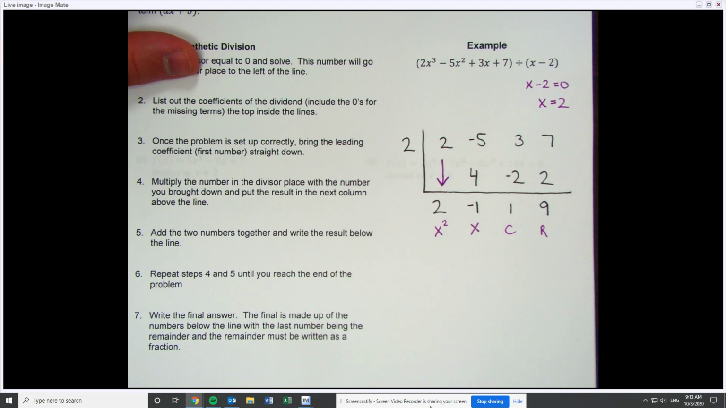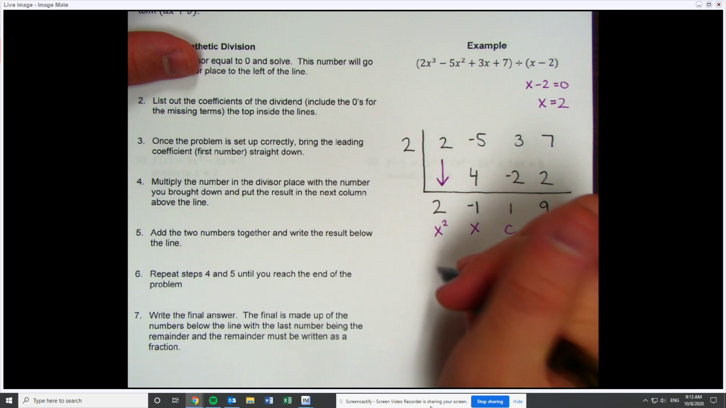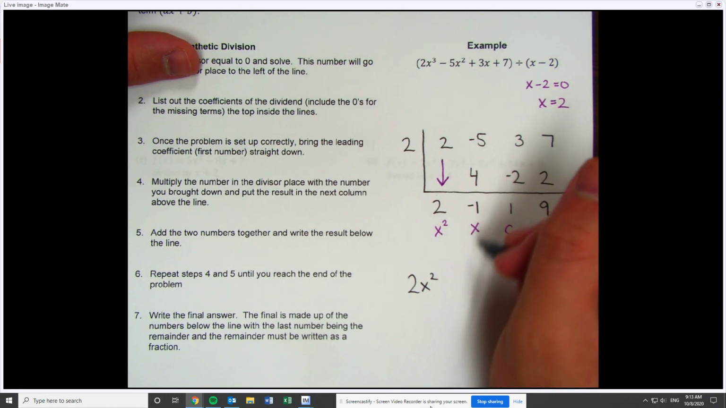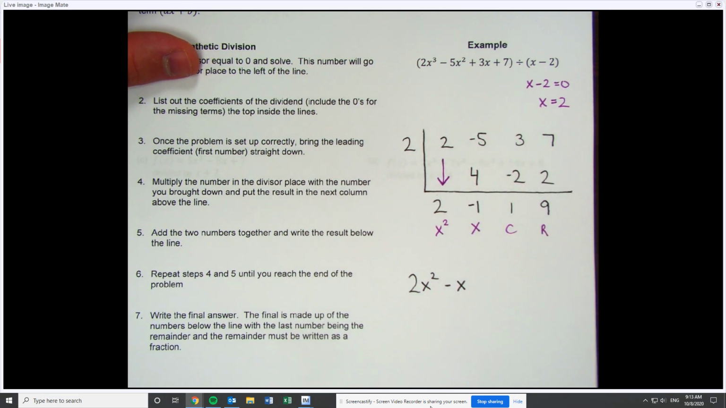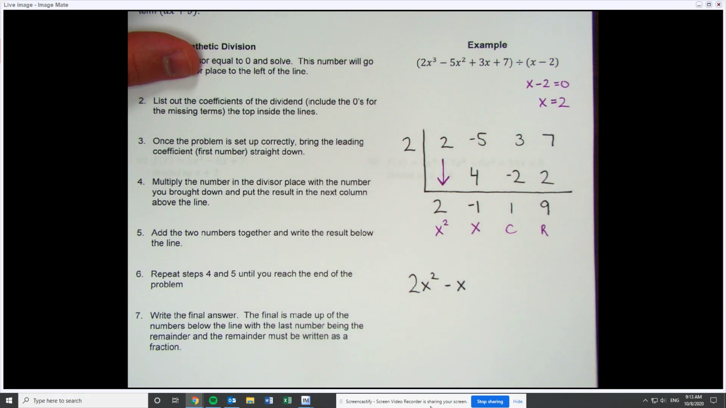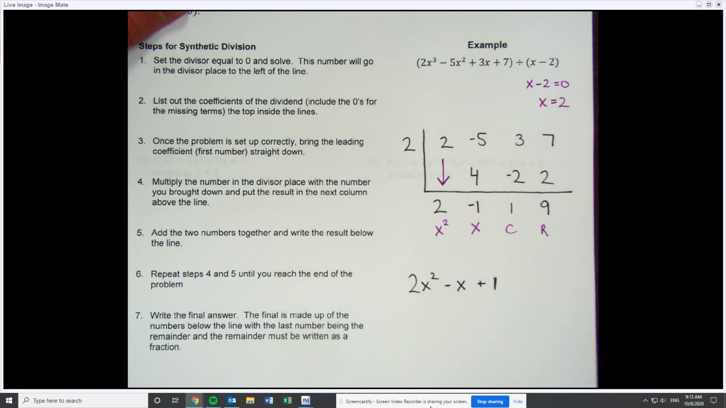Now the reason we did this is because this is my first term, 2x squared. My next term is -1x, which is just going to be -x. Then the C stands for constant. The constant is the term that does not have an x on it. So this will be +1, plus because it's positive.